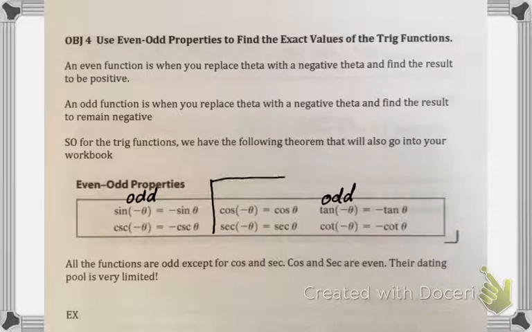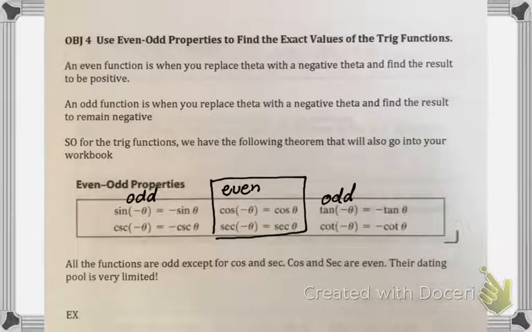The even functions are in the center here. The even functions are cosine and secant. So if I have a negative in front of the angle, I take that out, but what happens is it becomes positive because it's even. Okay, so cosine and secant are even, everybody else is odd.